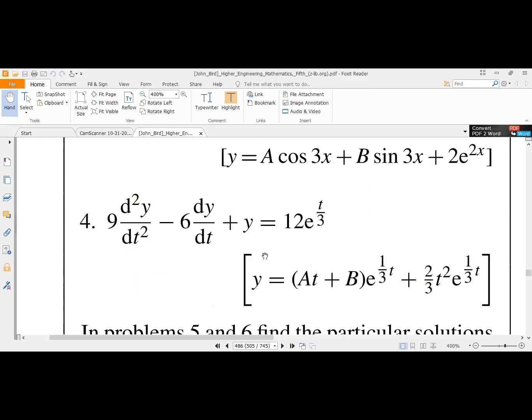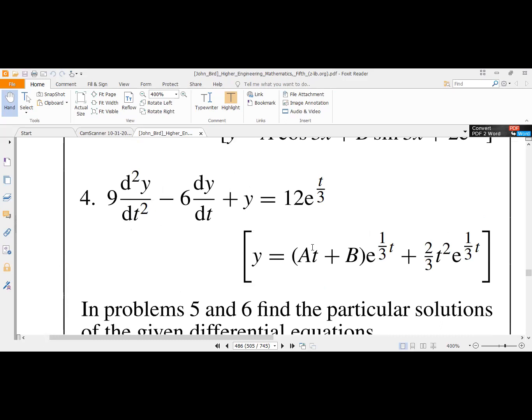So let's jump. Everybody, look at number 4. In this case, we are going to have equal roots. Do you notice? Yes, sir. Who can tell me what will be the root of the auxiliary equation? 1/3. 1/3. Thank you very much. That will be 1/3. I think this is even good for classwork. Everyone, look at it very well. Number 4 is good for classwork again.